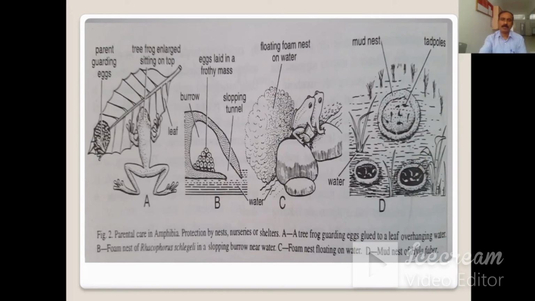In this figure, you can observe different types of parental care in amphibians. Here, a tree frog is guarding the eggs glued to a leaf overhanging water. In this case, there is a foam nest of a Rhacophorus species in a sloping burrow near the water. In this figure, there is a foam nest floating on the water, and here Hyla faber made the mud nest, and in this nest the process of egg laying takes place.